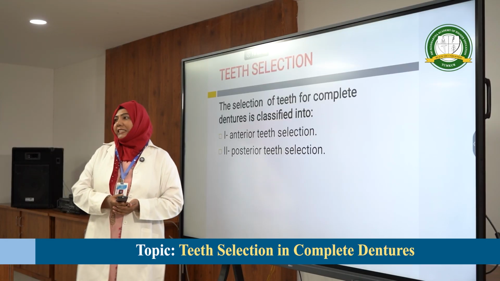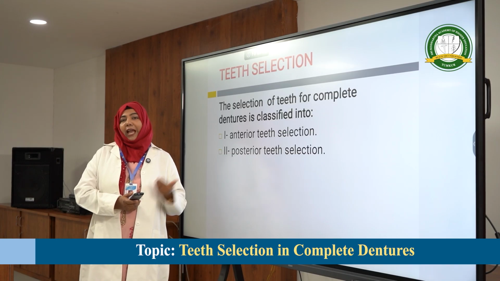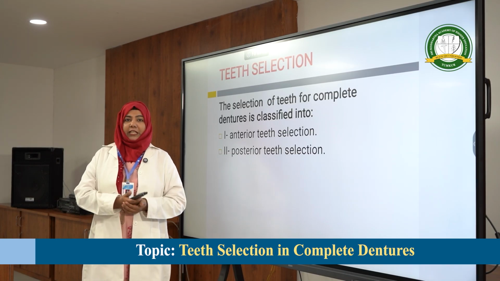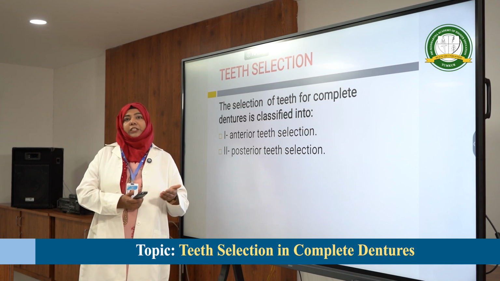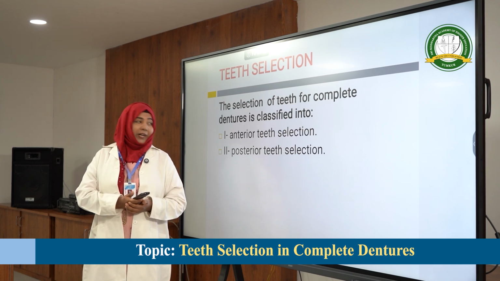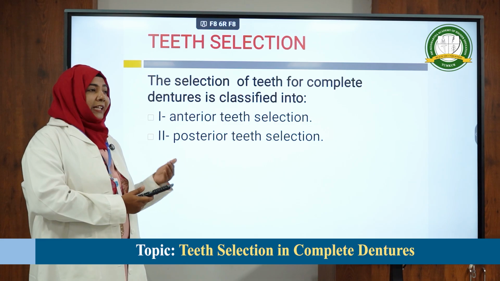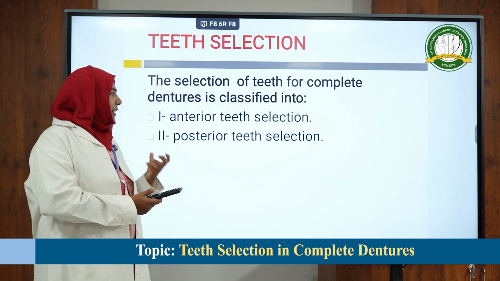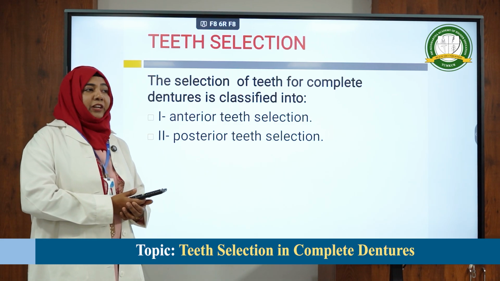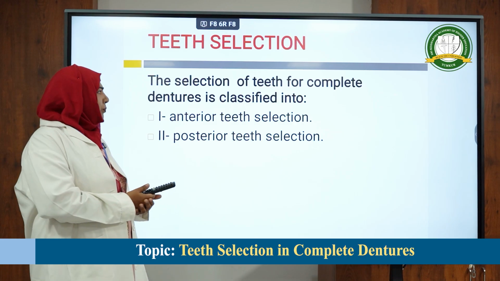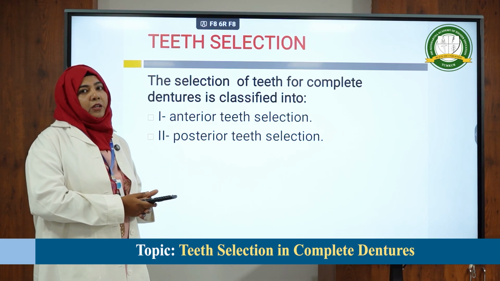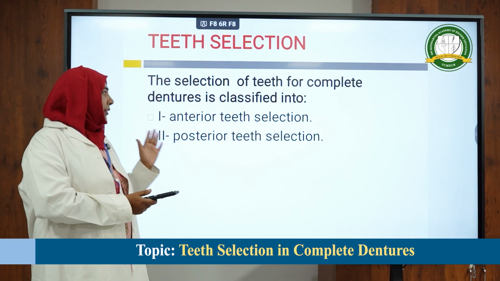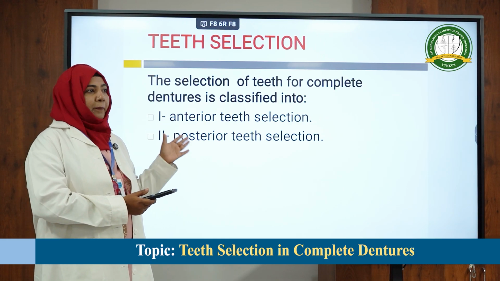So, the teeth selection in complete denture is divided into anterior teeth selection and posterior teeth selection. Whenever you are selecting the anterior teeth, you should give importance to the aesthetics of the patient, whereas when you are selecting the posterior teeth, you should give importance to the functional requirement of the patient. So, we have different methods to select the anterior teeth and different methods to select the posterior teeth. Today, I will be covering the anterior teeth selection in complete denture.